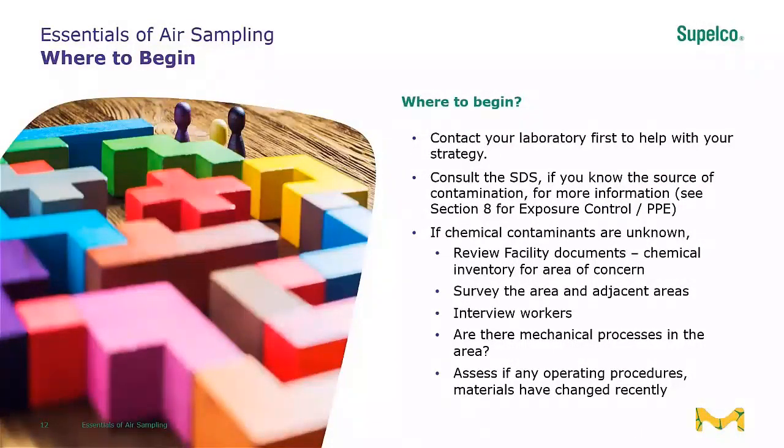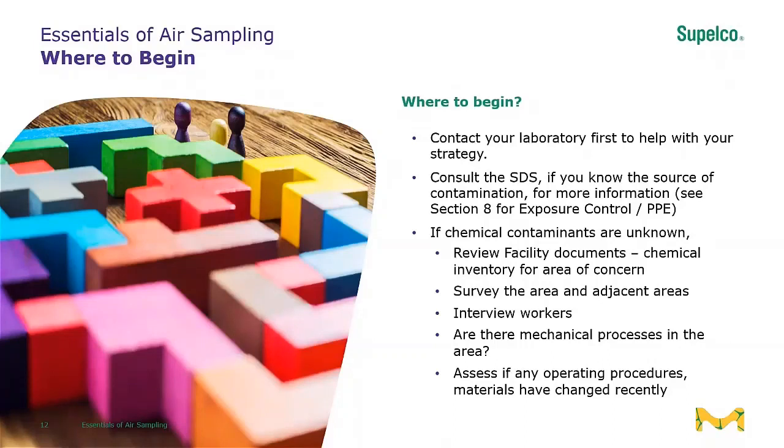So where do you begin when you're developing your air sampling strategy? The first place is to contact your laboratory partner for advice. Explain the situation, what you suspect is the contaminant, and then they can assist you with some guided questions on developing a solution to collect air samples. If you do not have a laboratory that you work with, there are web searches that you can do that can help you find a laboratory to help you.